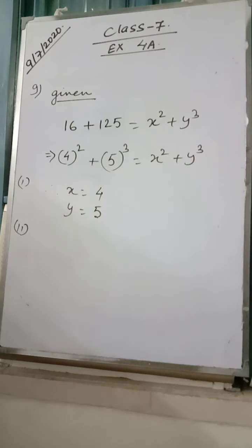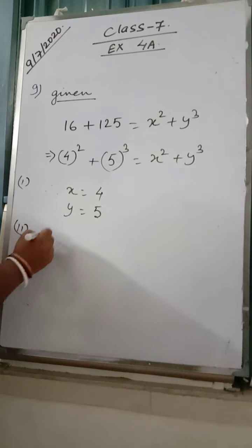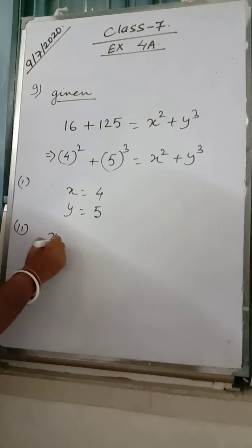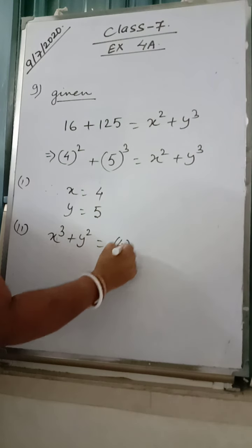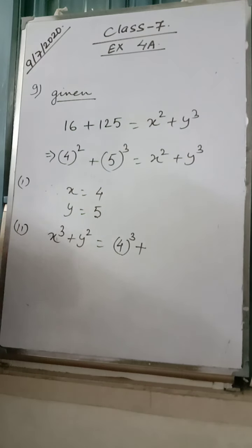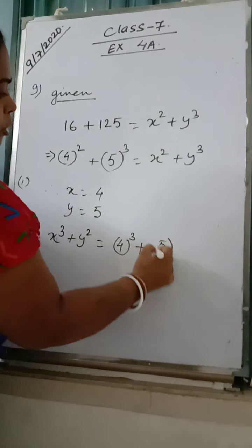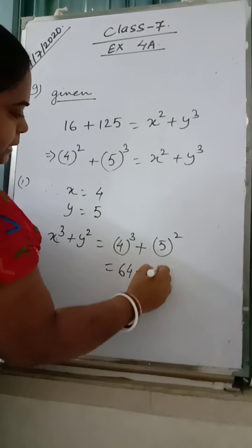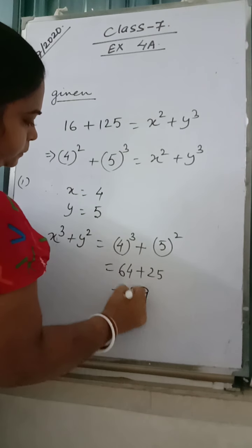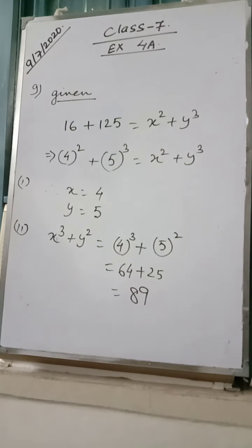Number 2, they have asked you x cube plus y square. X we have got 4, cube plus y square is 5 square. So 4 4s are 16, 4 16s are 64, plus 25. Answer will be 89. Is it?